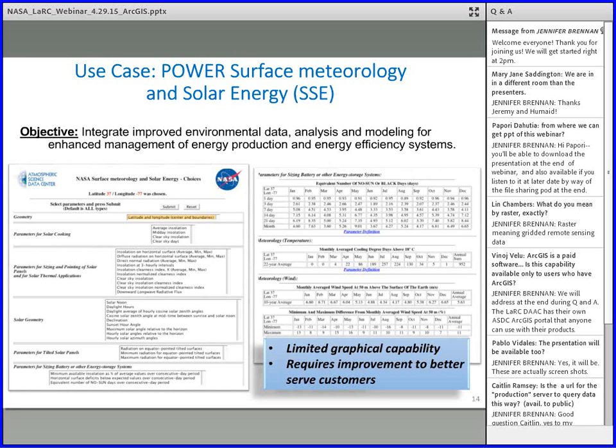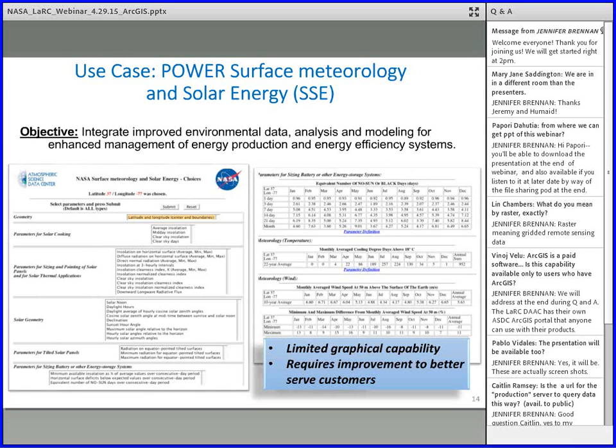So now I'm going to do a quick highlight of a use case that we've already stood up services for, and now we're looking at how to leverage those to improve the user's experience. So here at the Langley Research Center, we've teamed up with the Power, Surface Meteorology, and Solar Energy Project, whose mission is to improve the nation's public and private capability for integrating environmental data from NASA, satellite-based analysis, and modeling research into sound management of energy production and energy efficiency systems.